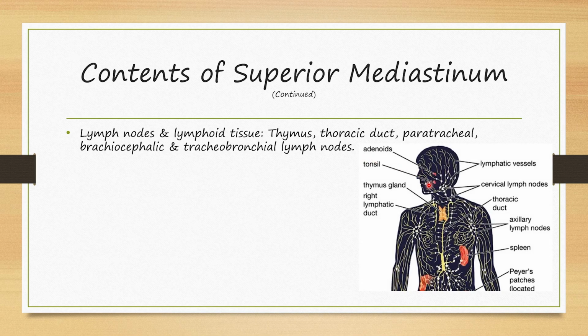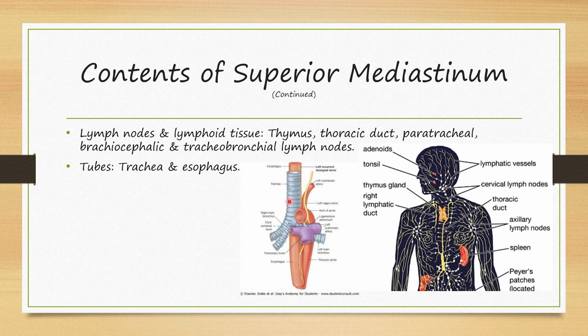And in this figure, you can see the thymus right here. You can see the thoracic duct right here. Part of it is in the superior mediastinum, which is the upper part. And there are the brachiocephalic and tracheobronchial lymph nodes and the paratracheal. Of course, there are also tubes in the superior mediastinum, the trachea and the esophagus. These are parts of the superior mediastinum.